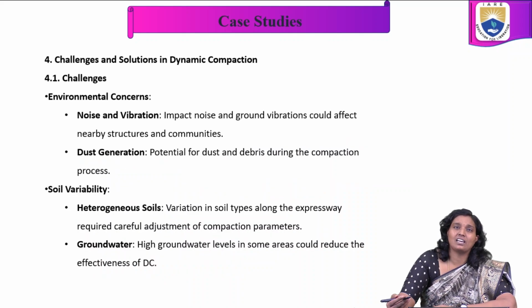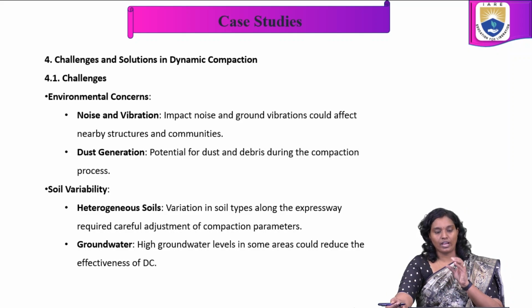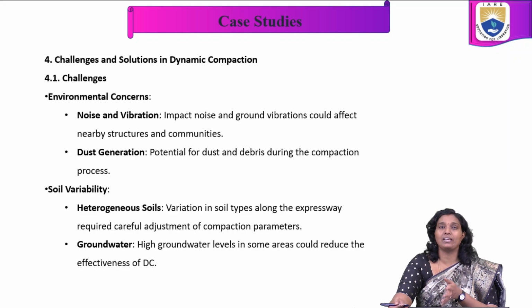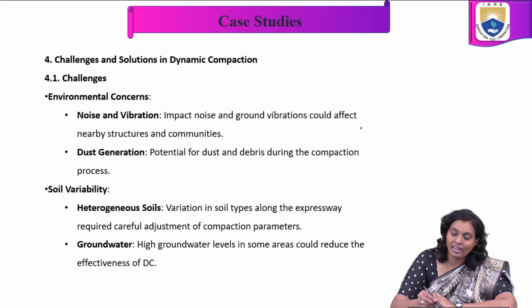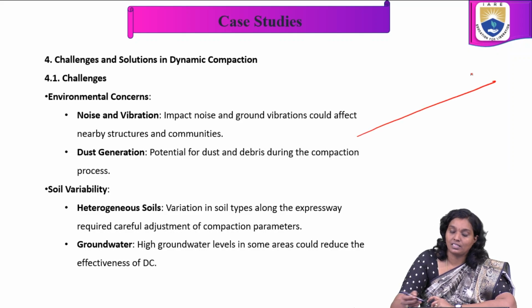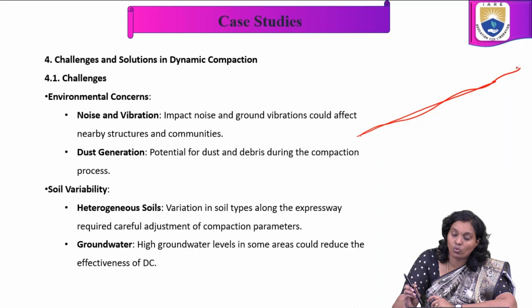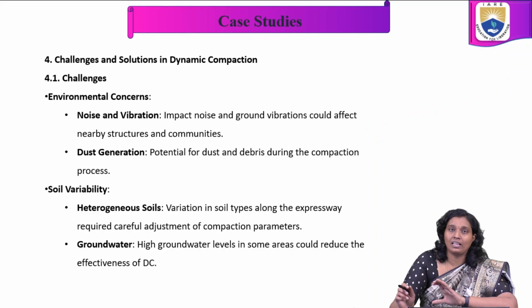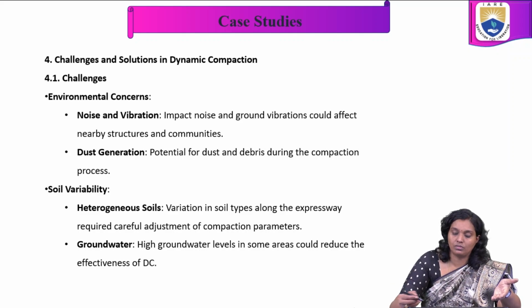Now, challenges and solutions in dynamic compaction. First, environmental concerns: noise and vibration, and dust generation. In this we are dropping heavy weights from a certain height, so it creates noise and ground vibration that could affect nearby structures and communities. In the expressway, it may not be outside the area. Sometimes it may be near some buildings, roads or other structures, near this particular expressway. So that is where we are going to do the alignments.